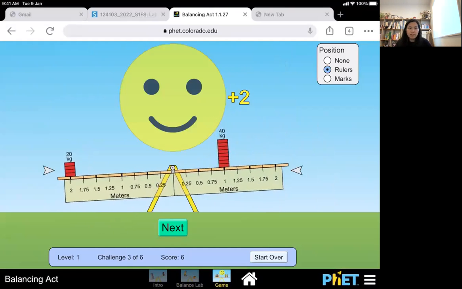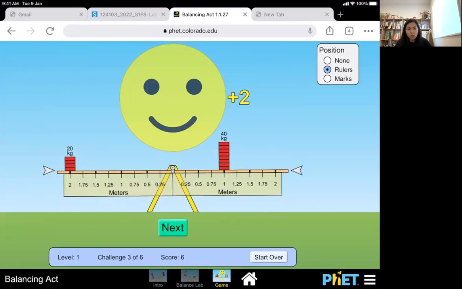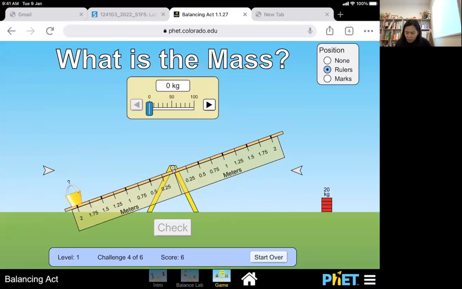Very good. Yeah, it's heavier, twice, 2 times heavier. And so the lever arm should be half. Good. Yeah. Here, what's the mass of this 20 kilogram one? Okay. Let's try to find the mass.